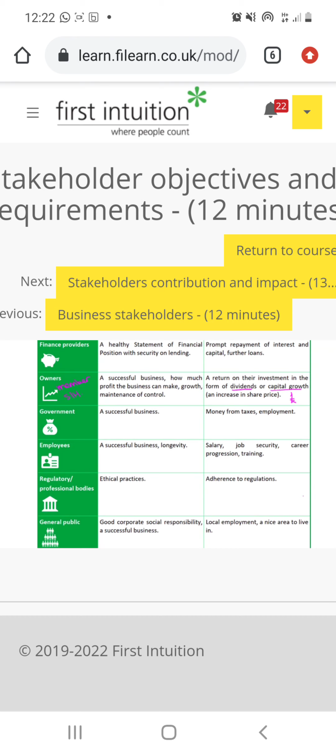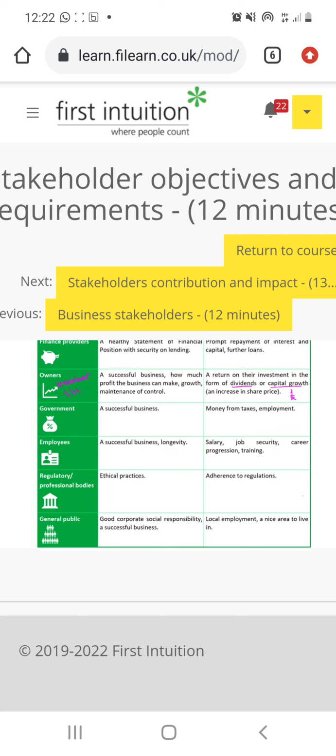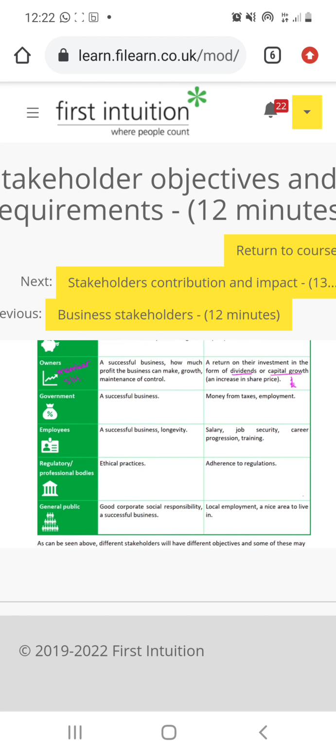Regulatory bodies near the bottom here, they want to see ethical practices within the organisation. Their requirement is adherence to regulations. And finally, the general public, they want to see good corporate social responsibility and a successful business. They require local employment and a nice area to live in.